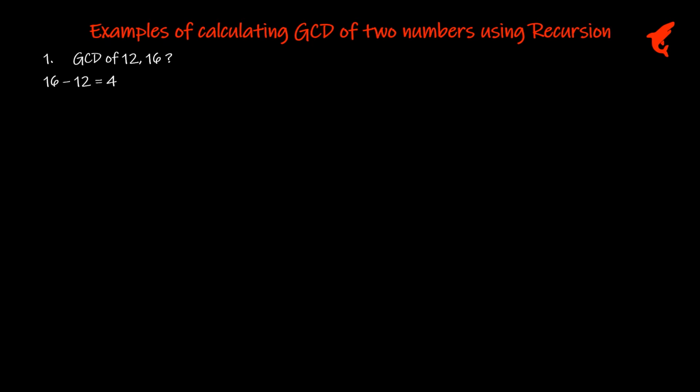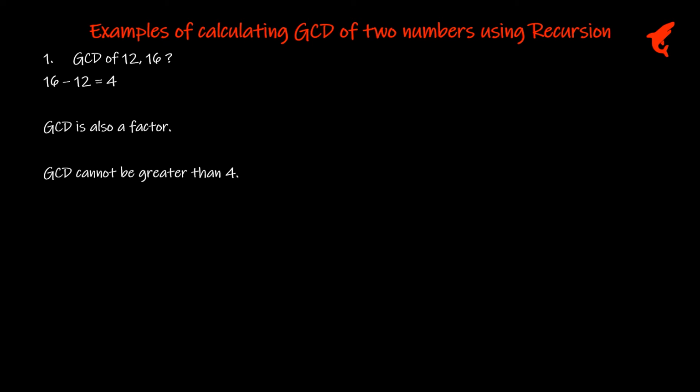Right, so 16 minus 12 is 4, and we know that GCD has to be a factor of both the numbers 12 and 16, or any given numbers. And we also can say for sure that GCD cannot be greater than the difference of these two numbers, which is 4 in this case.